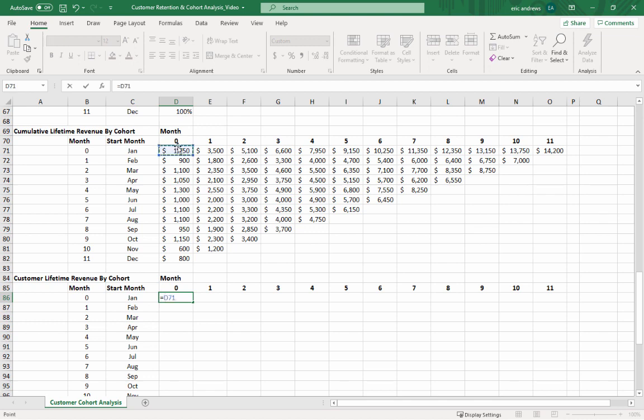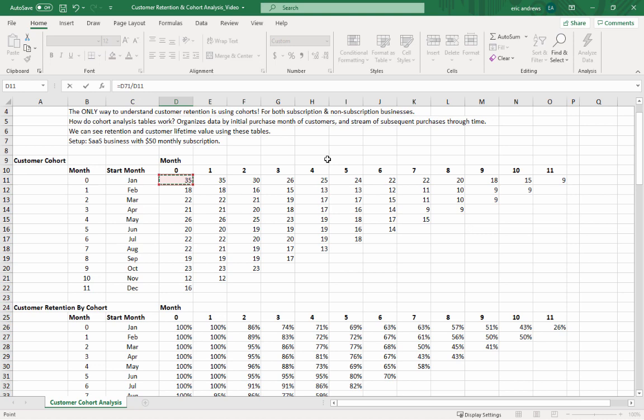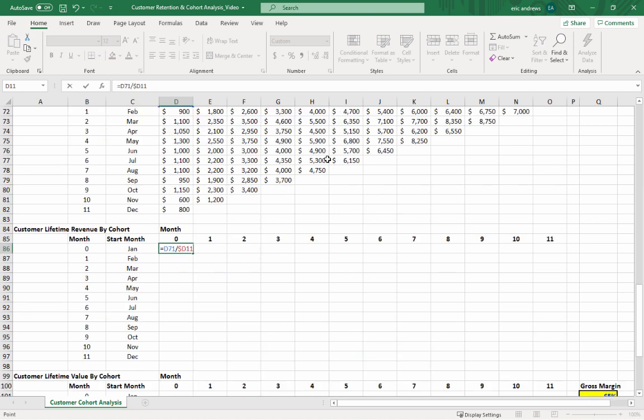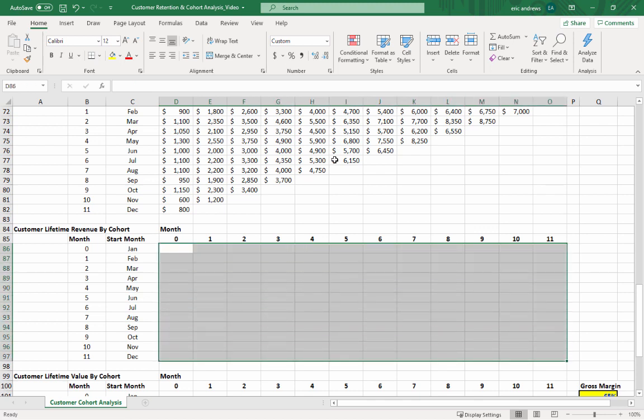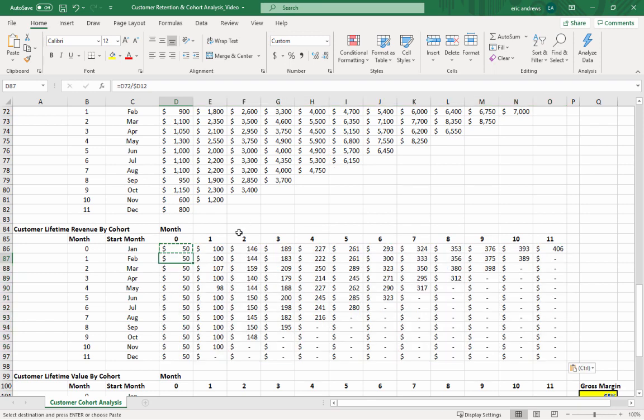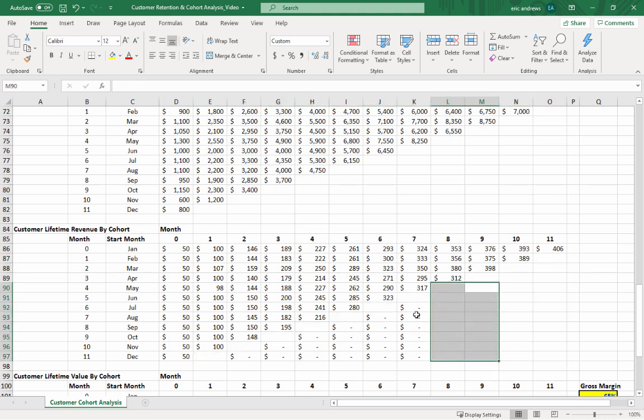So we're going to take our cumulative lifetime revenue and divide it by your January cohort, which is 35 customers, and lock the column. So lock dollar sign in front of the D. I did that by tapping F4. So what does this tell us? Okay, so again, clean this up. So we can delete this. Delete the stuff here, delete some of this extra stuff.